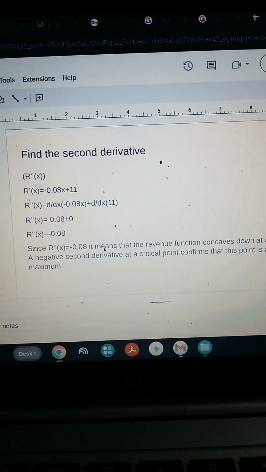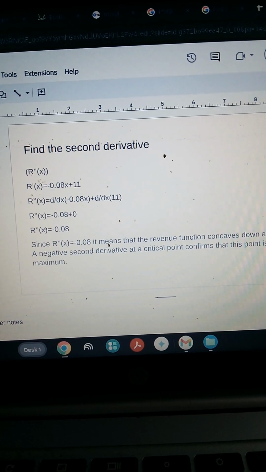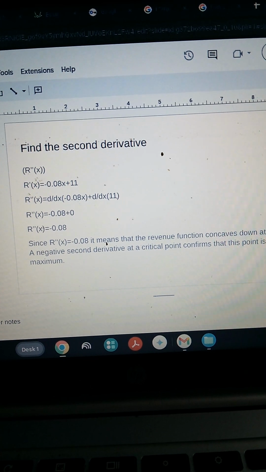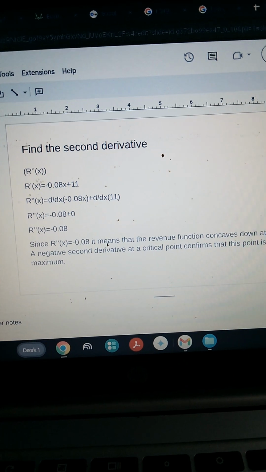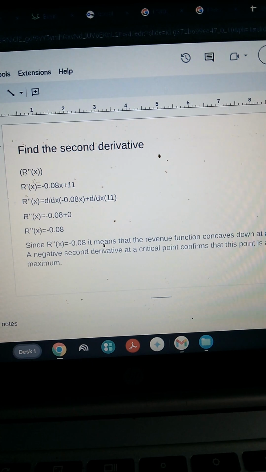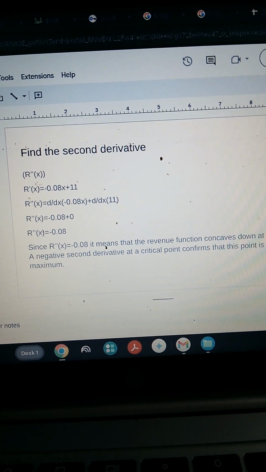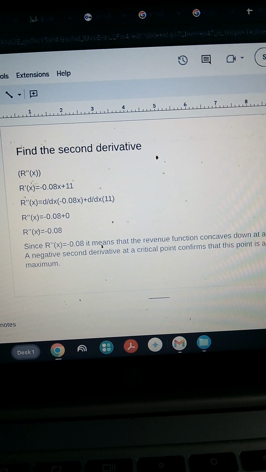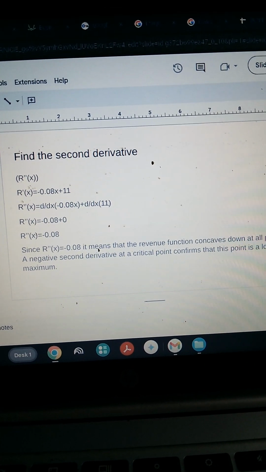Okay, to find the second derivative, we have to take the first derivative, which is r prime of x equals negative 0.08x plus 11, and find the derivative of that. To find that, we just find the derivative of negative 0.08x, which is just negative 0.08 because x disappears. And then we find the derivative of 11, which becomes 0. So the second derivative is r double prime of x equals negative 0.08.